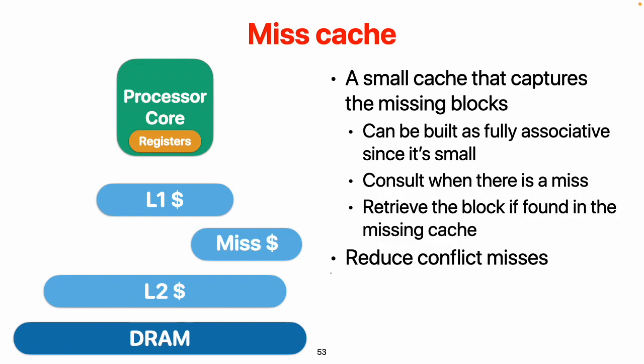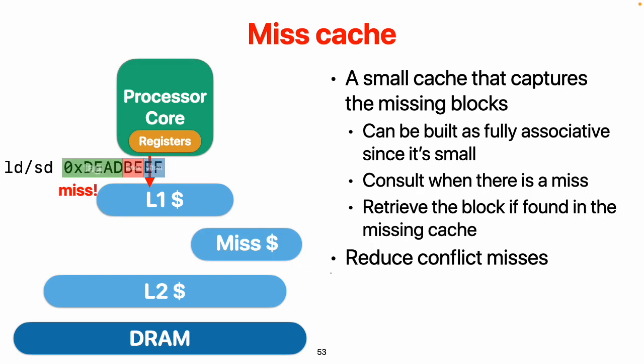Now, miscaching. That's something that Ben gets confused with victim cache, right? So let's take a look at what a miscache is. A miscache is a small cache that captures the missing blocks. So what does that mean?